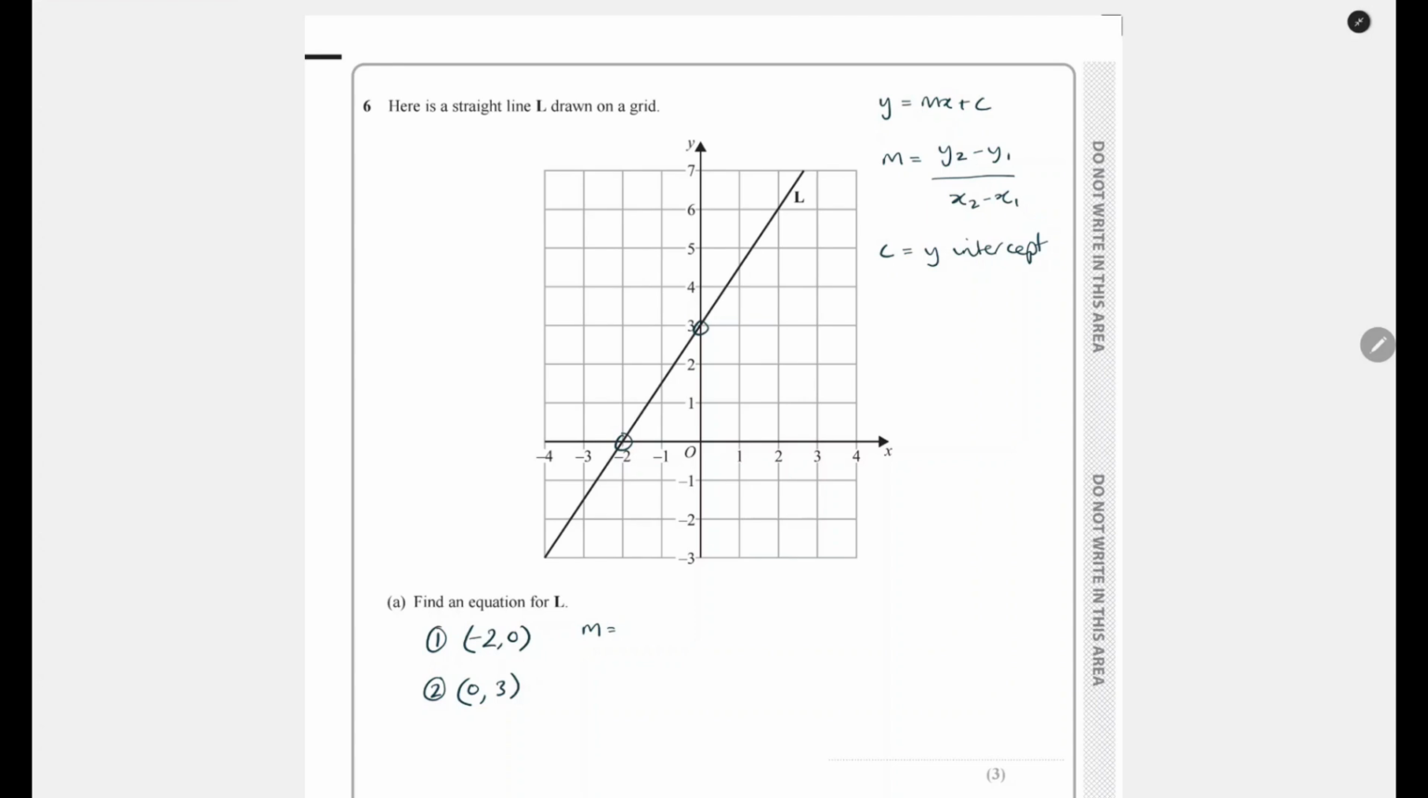So m is equal to the change in y, so y2, 3, minus y1, which is 0, over x2, which is 0, minus x1, which is minus 2. That gives us 3 minus 0 is 3, and 0 minus minus 2 gives us plus 2. So our gradient is 3 over 2. To work out c, we just look at the graph and see where the line crosses the y-axis. Clearly it crosses at the point 3. So the value of c is 3. We then plug this into our final equation. That gives us y equals 3 over 2 x plus 3.